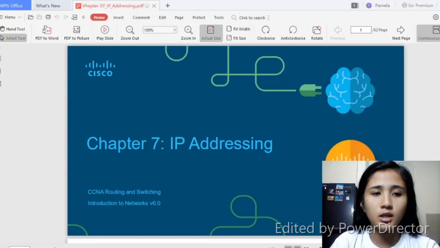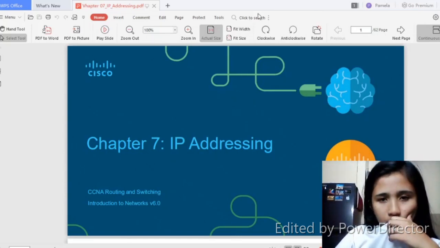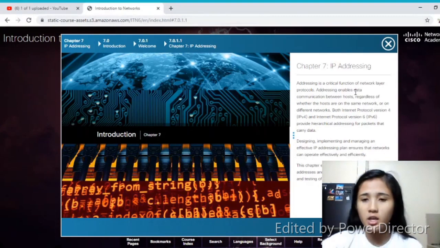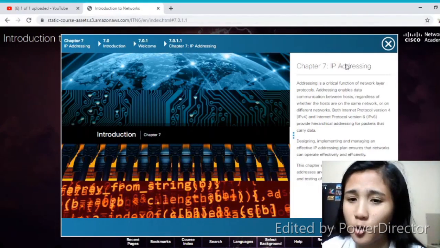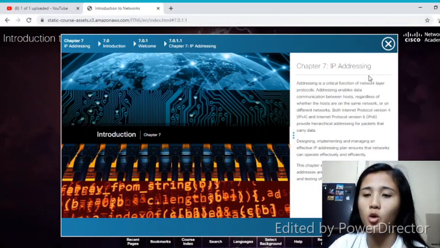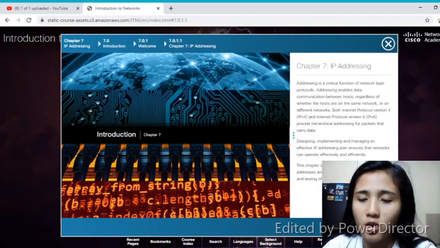It is the summary of Chapter 7, IP addressing. I will discuss the introduction of IP addressing. Addressing is a critical function of network layer protocols. Addressing enables data communication between hosts regardless of whether the hosts are on the same network or on different networks.